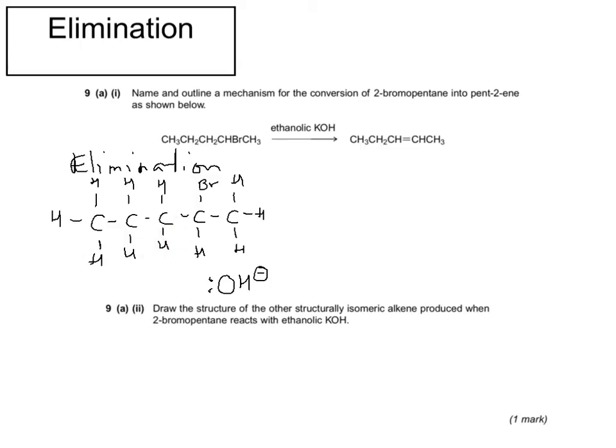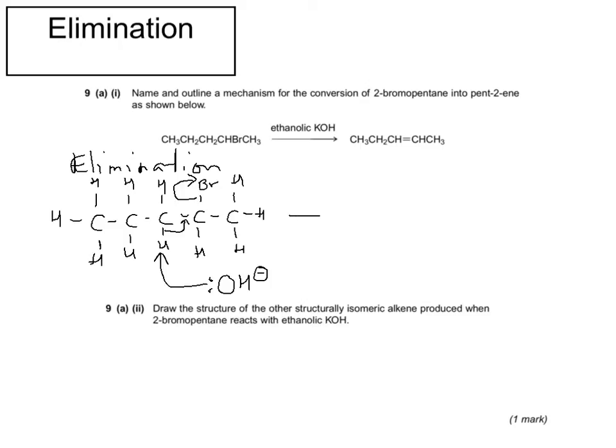So the arrow is going to go from the lone pair to the hydrogen. We're then going to draw an arrow from the hydrogen-carbon bond to the bond between the 2 carbons to show this double bond being formed. And then this bromine leaves, so you're going to draw an arrow from the carbon-bromine bond to the bromine. And in fact, that will get you all the marks because it shows you what's made.